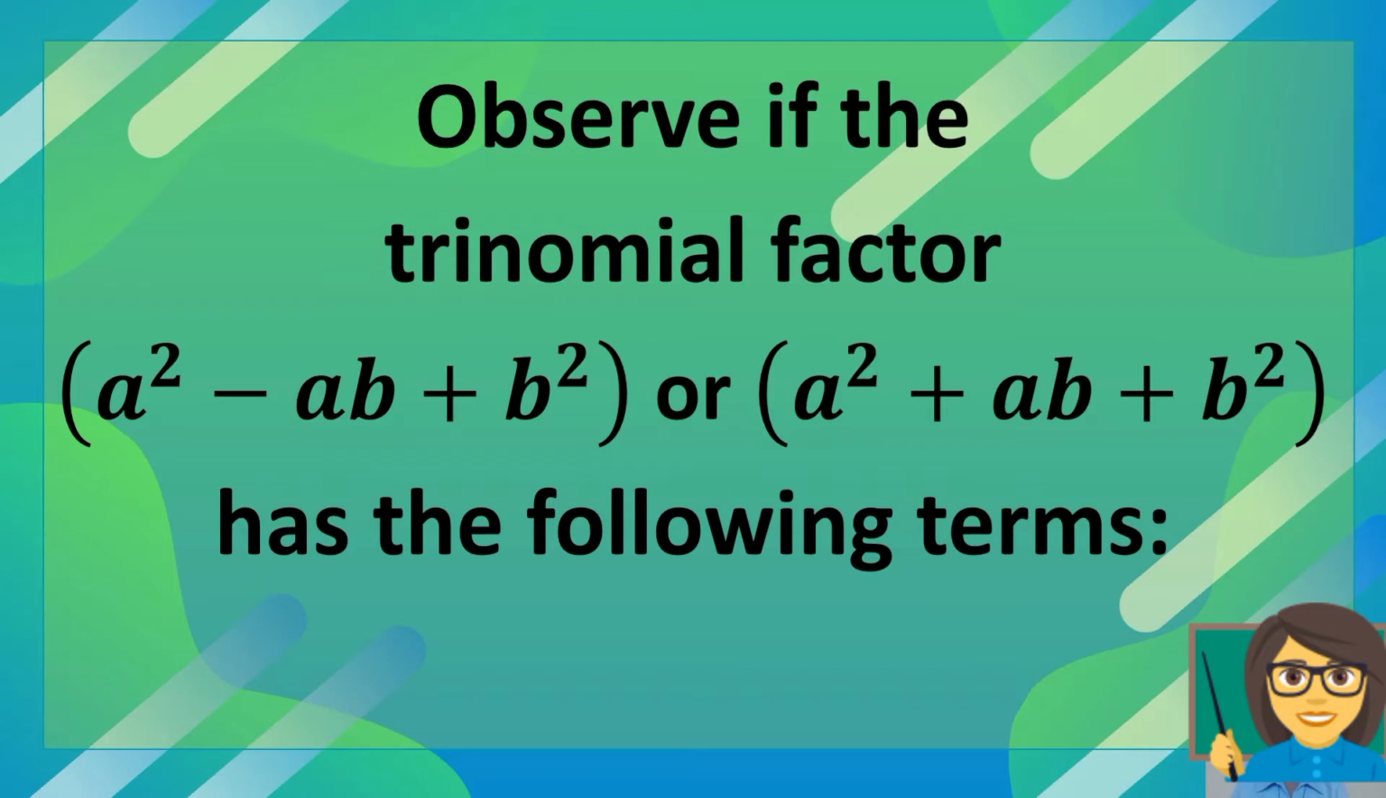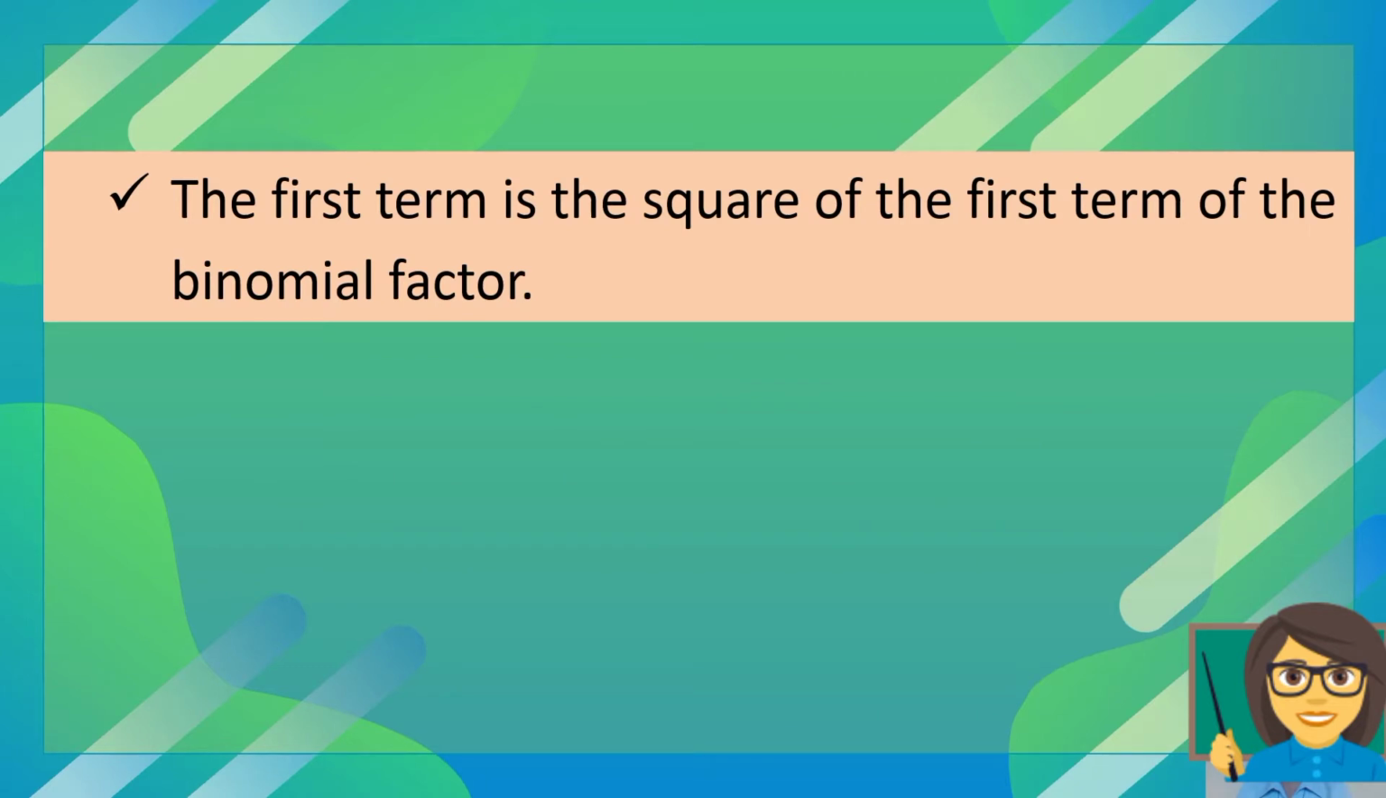To identify if it is a product of the form, observe if the trinomial factor a squared minus ab plus b squared or a squared plus ab plus b squared has the following terms. The first term is the square of the first term of the binomial factor. Take note that our binomial factor is either the sum of a and b or the difference of a and b. We get the square of a, which is equal to a squared.